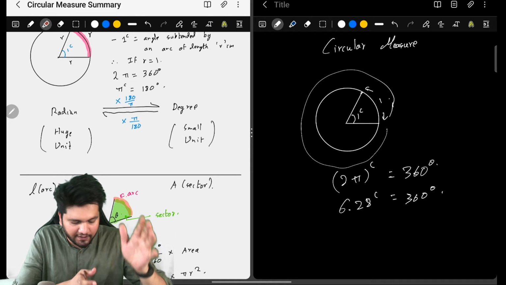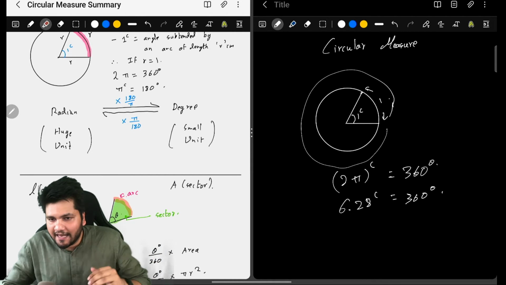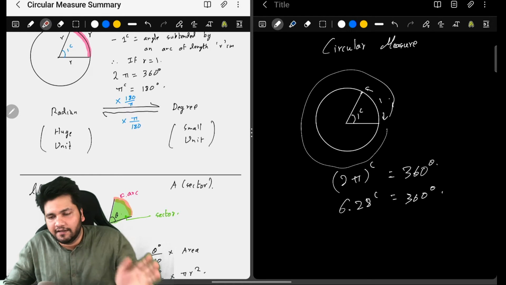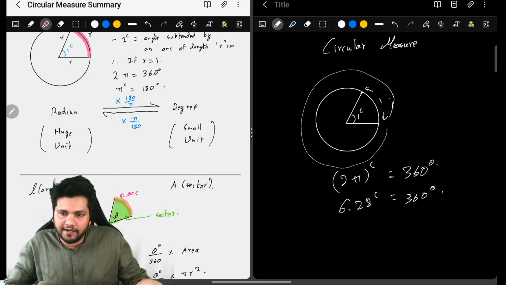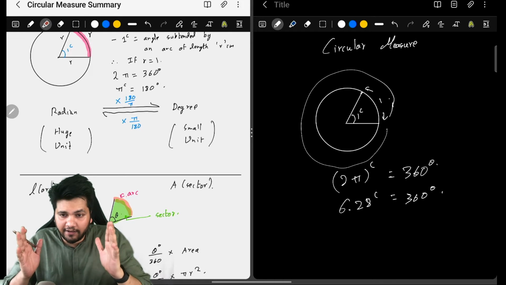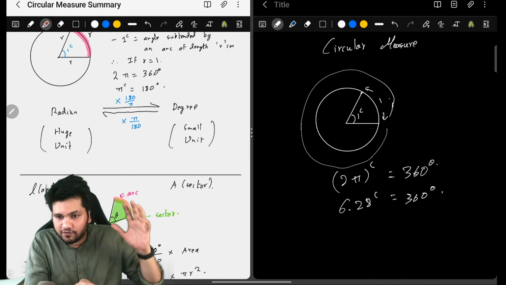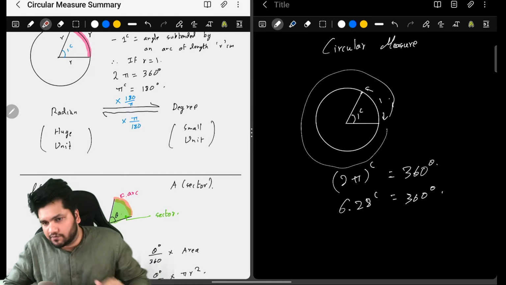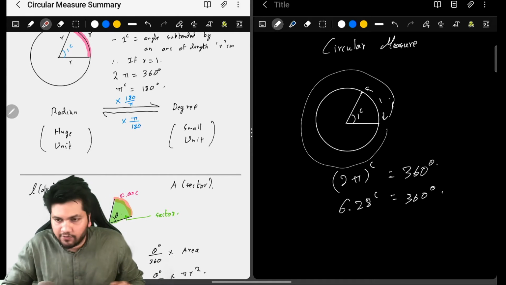So whenever I want to convert radian into degrees, I'll make it huge. So I'll have to multiply by 180 and divide by the small number pi. Similarly, if I want to convert degrees into radians, I have a huge quantity in degrees and I'll have to make it small because radian is a huge unit. So I'll have to multiply by pi, but divide by a large number, which is 180. So that's how we'll do the conversion.